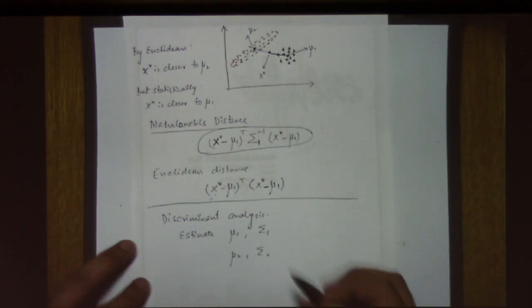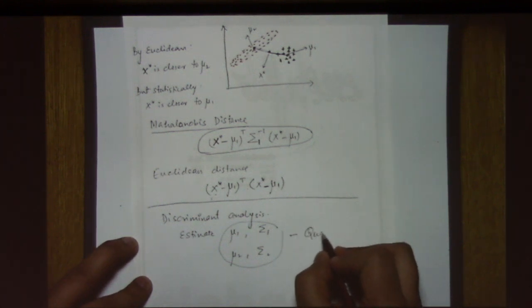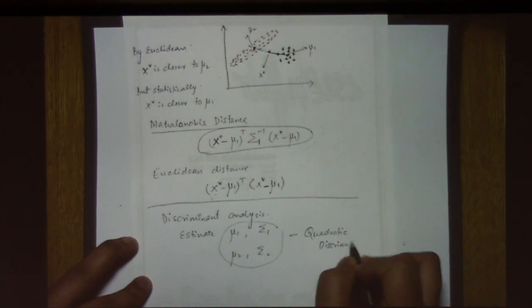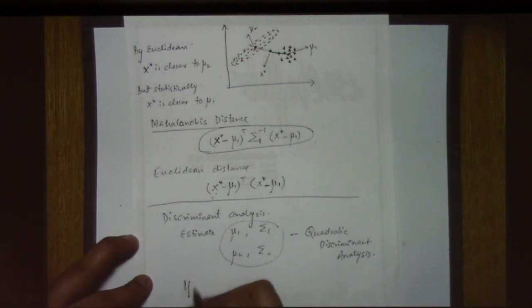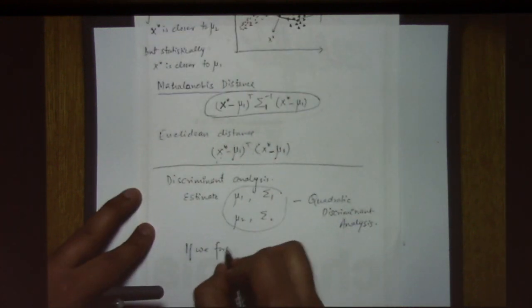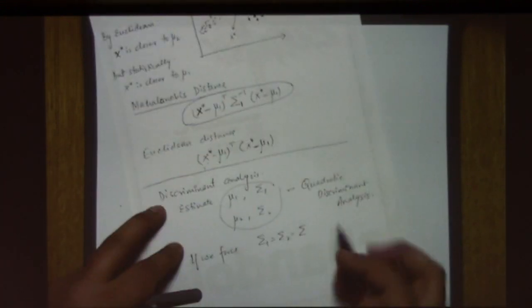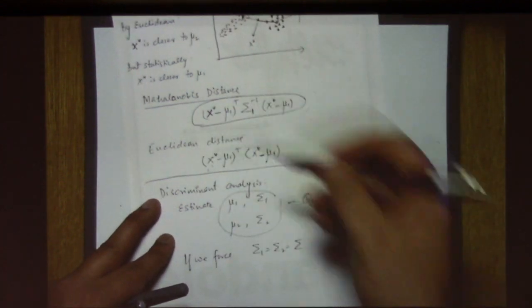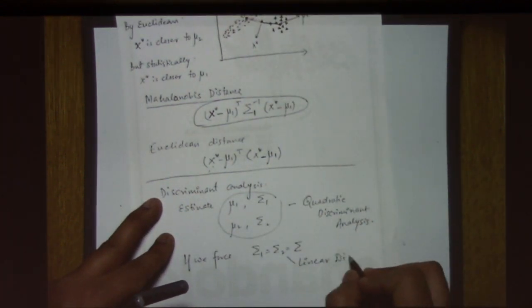Now there are two options. One option is in which you keep it like this. This is also called the quadratic discriminant analysis. However, if we force sigma 1 equal to sigma 2 equal to sigma, if we make both of them equal, we can force it, then you can still have the same algorithm, and that is called linear discriminant analysis.